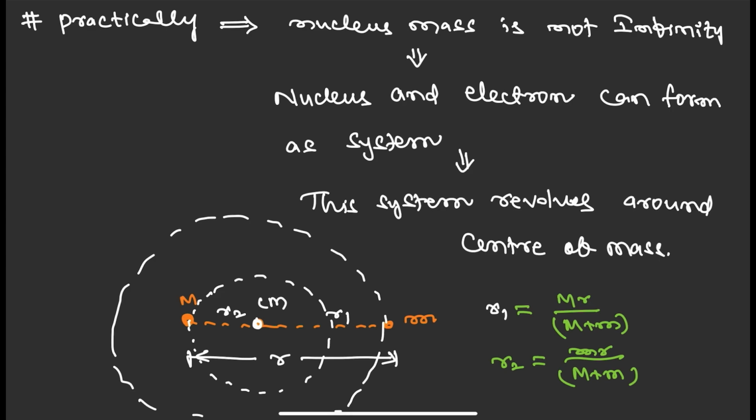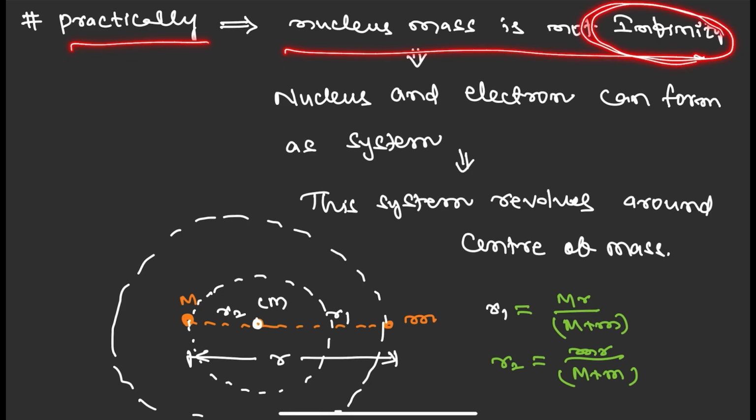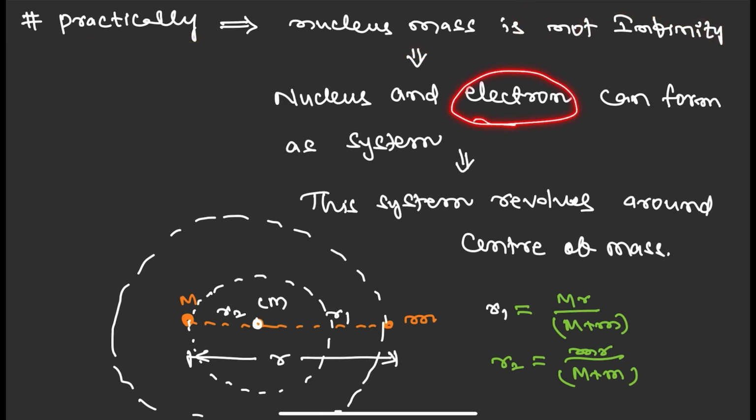So from this slide, what I just discussed, practically, the mass of the nucleus is not infinity. We are talking about the electron and the nucleus, both two particles moving like a system with respect to the center of mass. So this is the nucleus, and this is the electron. Its center of mass is this.